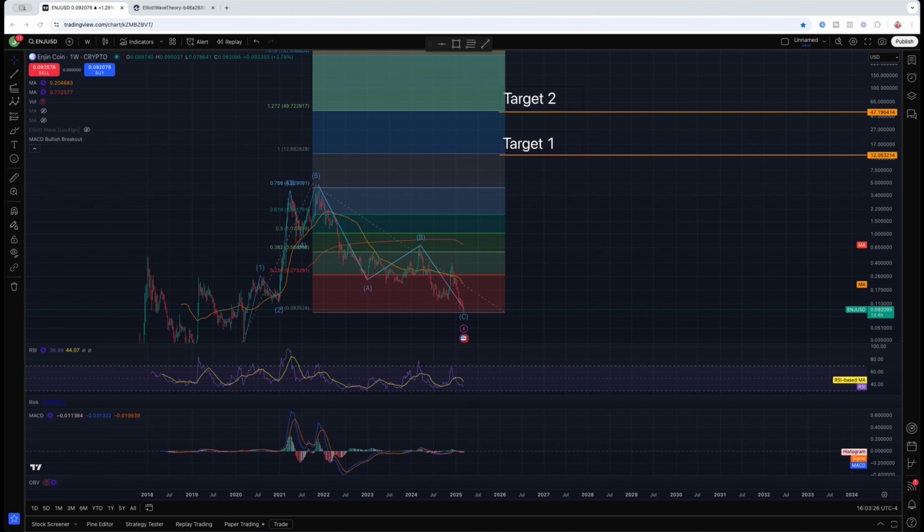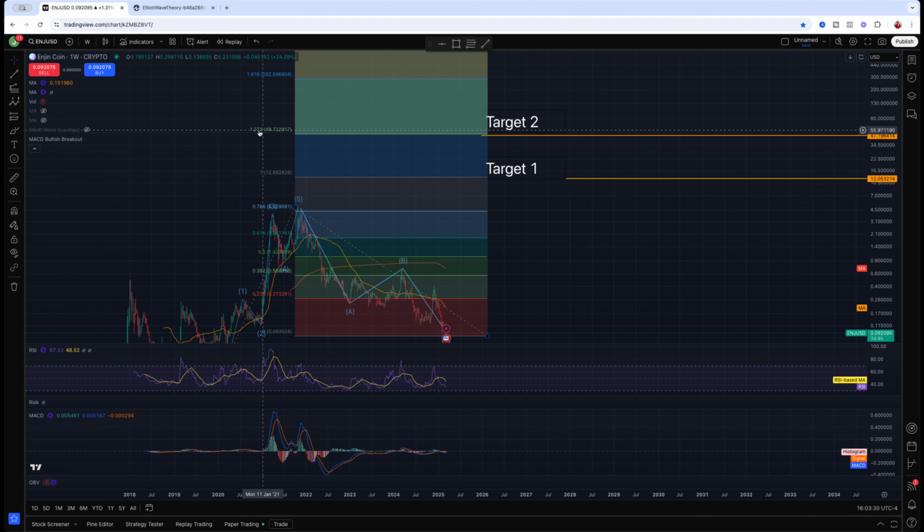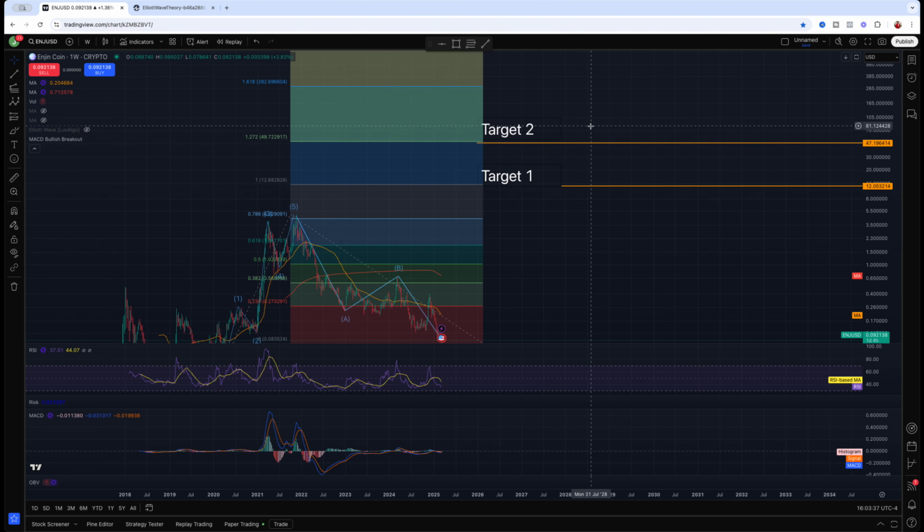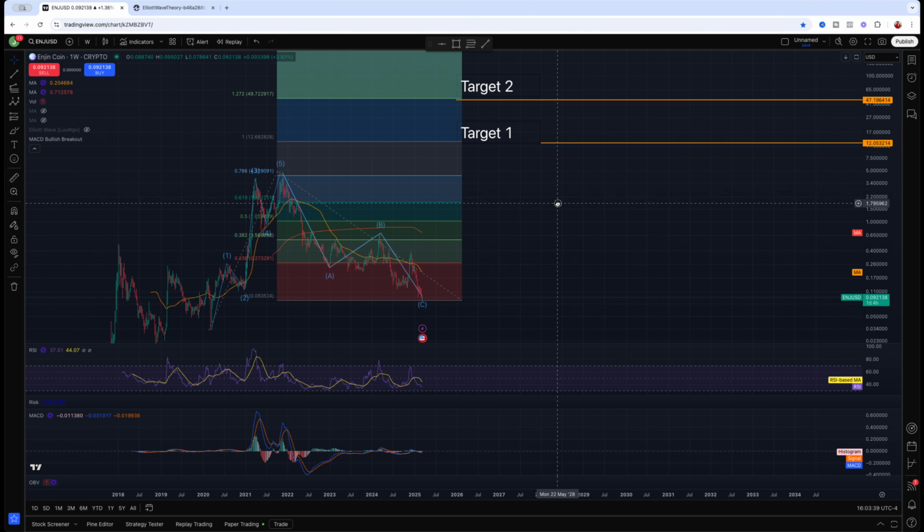But also wave 3 often is longer than wave 1. And so I also have the second target at the 1.272 level. Sometimes you can go all the way up to the 1.618, but I think that might be a little out of reach for this cycle.